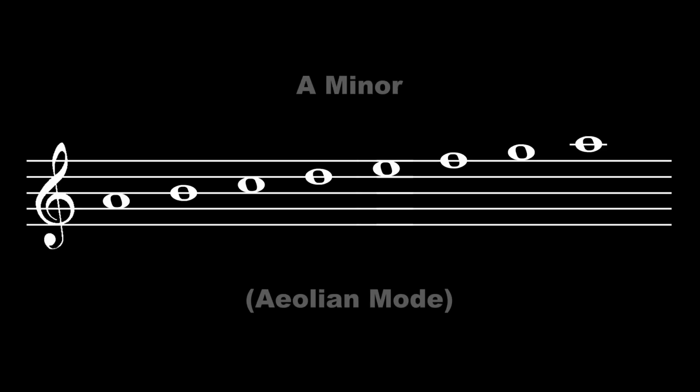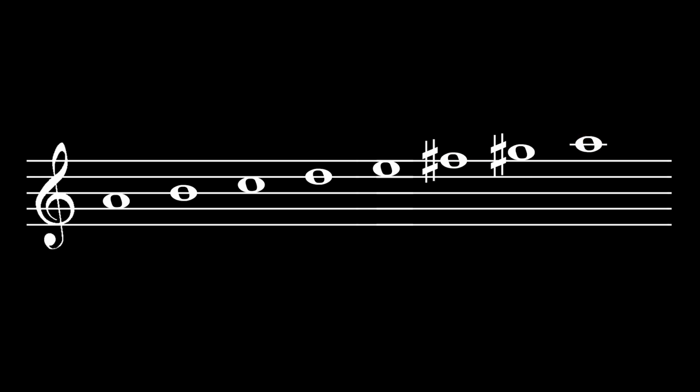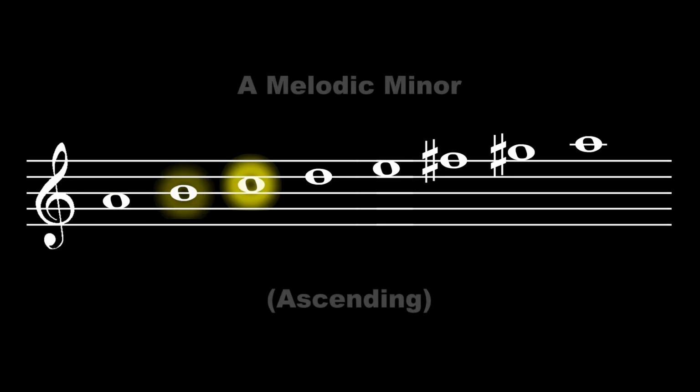In the key of A minor, we can introduce a sharp on the 6th and 7th degree, adding an F sharp and a G sharp to the scale to produce melodic minor. But there's a little more to it than that.